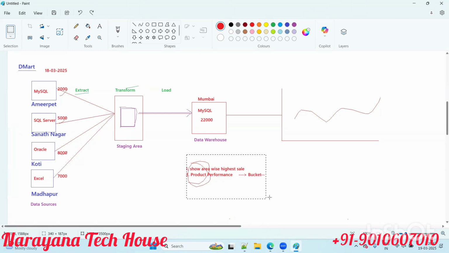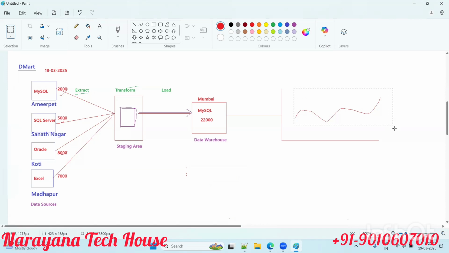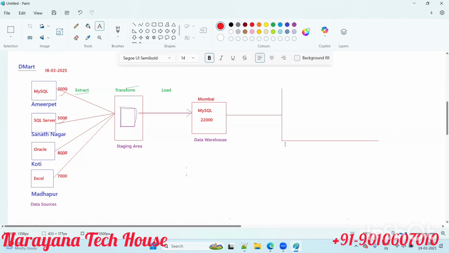Okay. Now, what do I do here? Let's see area-wise sales, guys. As per this example, first is Ameerpet, next is Sanat Nagar, next is Koti, next is Madhapur, guys. And the sales are like 10,000 sales, 8,000 sales, 6,000 sales, 4,000 sales, 2,000 sales, like that.